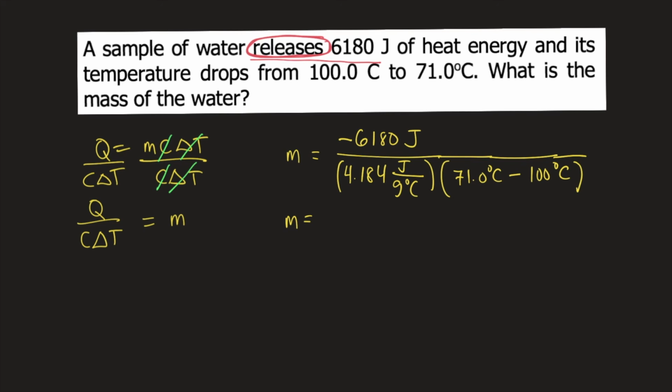So solving for the mass, this is equal to 50.9. And if we look at the units, joules would cancel, degrees Celsius would cancel, and the unit would be grams. So the answer to this question is 50.9 grams of water.